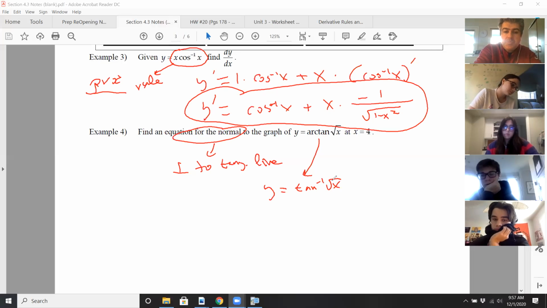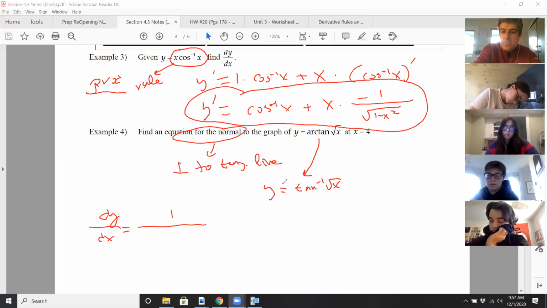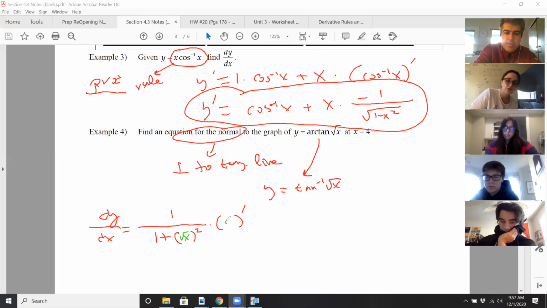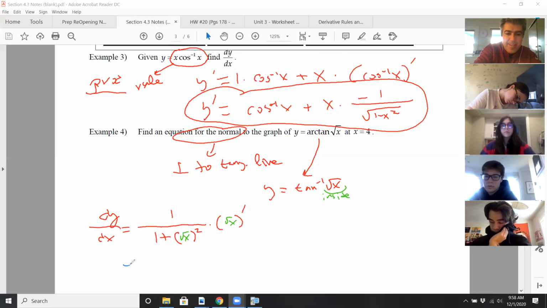Anyway, let's take our derivative. dy over dx will equal 1 over, now it's inverse tan, so you gotta do 1 plus something squared, times the derivative of something. What's that something? Root x, right, because that's your inside. So all these things that we've done before, they all get reinforced. So don't worry if you forgot stuff, because guess what? You're gonna be forced to remember it as we're going through all this stuff here.